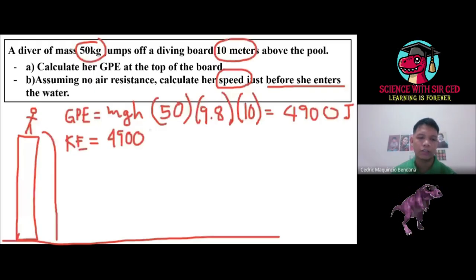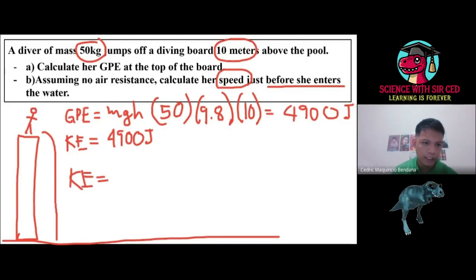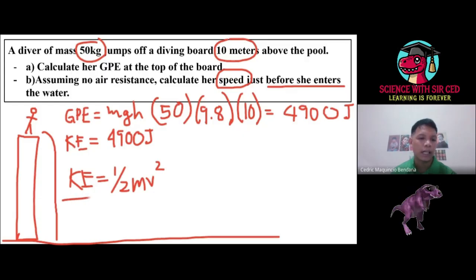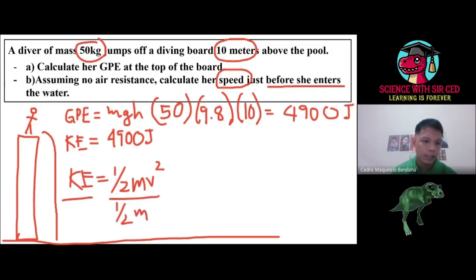4,900 joules. Now, how can we find the velocity using the KE formula? It's very easy. KE is equivalent to 1/2 mv squared. We make our own formula, and we need velocity to stay. So we have 1/2 m and 1/2 m.